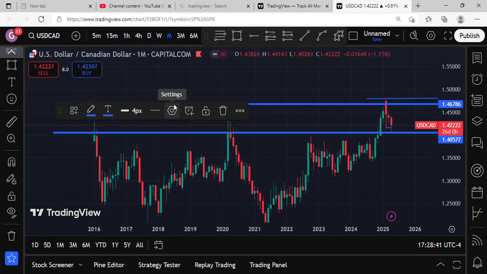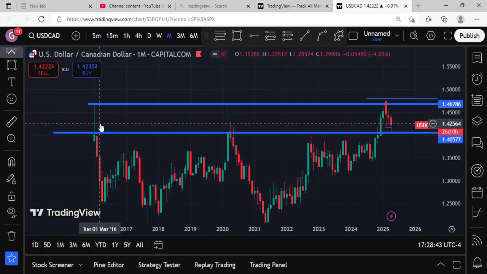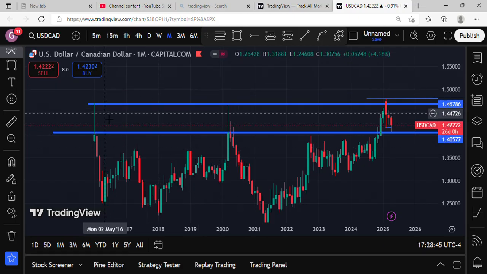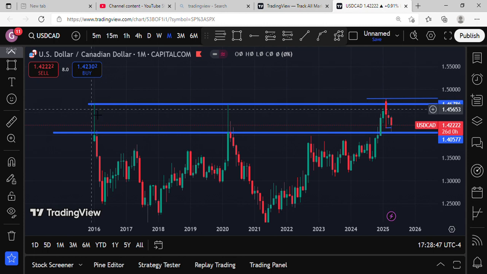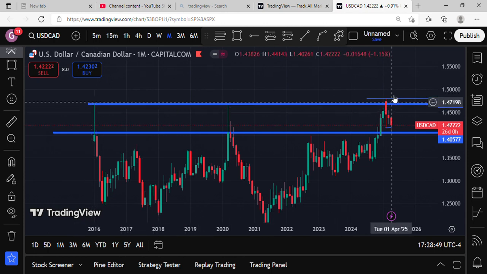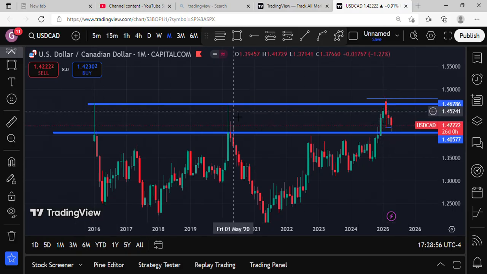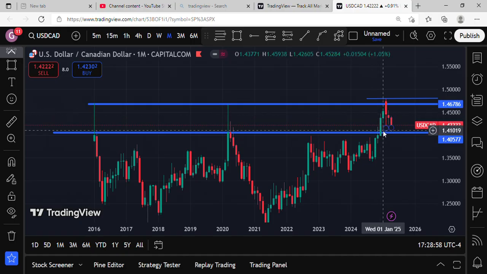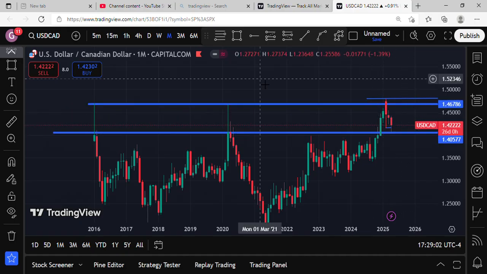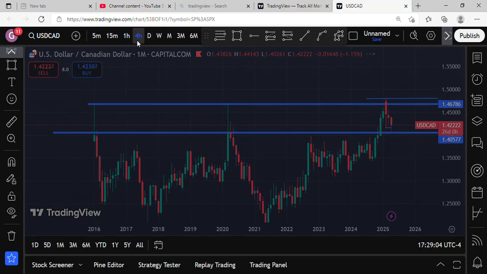1, 2, and 3, exactly. So you see, we have this relatively equal highs right here. Even though liquidity was grabbed right here, this forms a relatively equal highs, and then price can easily target these places. And so the only thing I'm waiting for is a proper entry.